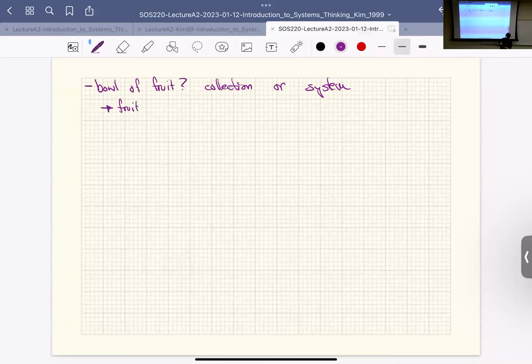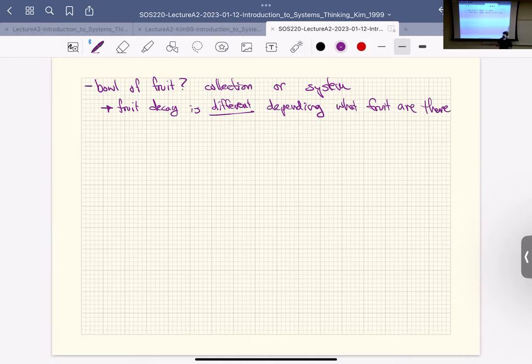So the fruit. Yeah, okay, I like that. So the fruit decay is different depending on what fruit is there. Any other comments about the fruit bowl? What I like to say is that there is a synergistic as opposed to additive interaction. So I say this is a synergistic interaction instead of additive.